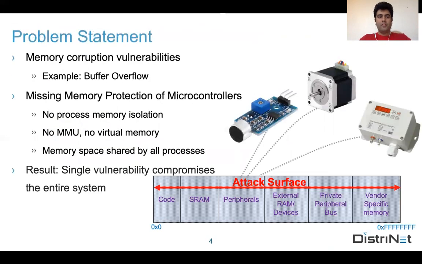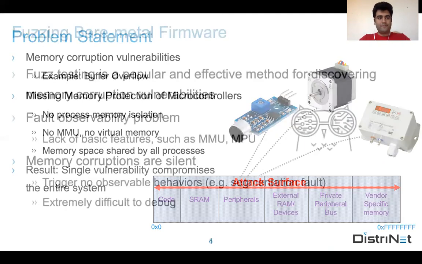And also the firmware of these devices is usually developed and written in C or C++ programming languages that are prone to memory corruption vulnerabilities such as buffer overflow or heap overflow. And as described before, because of some resource limitations in these devices, there is no memory management unit or memory protection unit, and the memory space is shared by all processes. As a result, a single vulnerability can compromise the entire system. As we can see in this picture, which is the memory layout of ARM Cortex-M embedded devices, the whole memory space is an attack surface for the attackers.